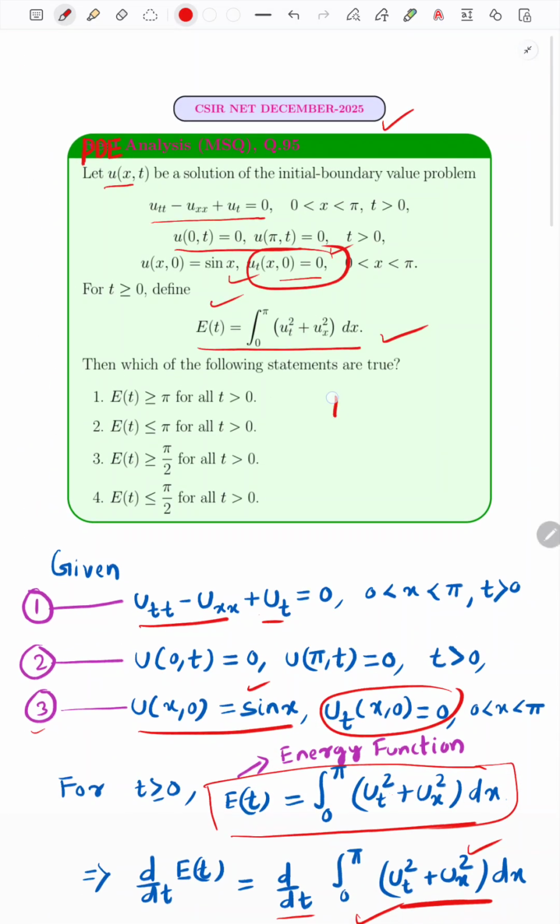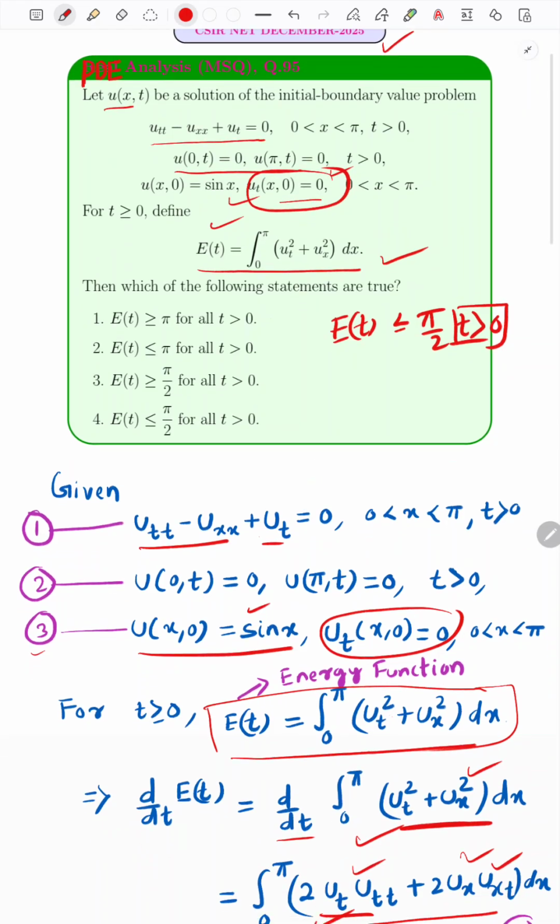Let us verify the options. We infer that it is less than or equal to pi by 2 for all t greater than 0. So which one is true? It is saying that it is always greater than pi. This is false because it is less than pi by 2, and it is less than pi, because less than pi by 2 implies it is also less than pi, so that is true. And it is saying that it is greater than or equal to pi by 2, that is false, and less than or equal to pi by 2 is true. Therefore option 4 and option 2 are the correct ones.